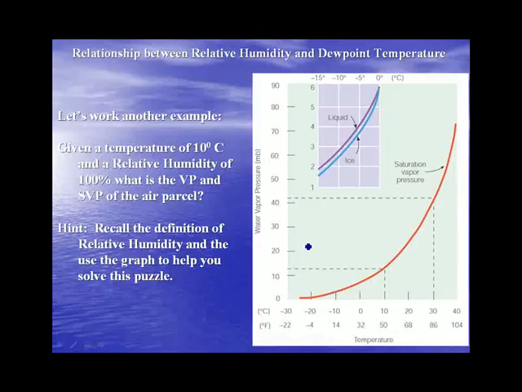So let's take a look at the relationship between relative humidity and dew point temperature by working a couple more examples here. In this first one, let's say we have a temperature of 10 degrees Celsius and a relative humidity of 100%. Well, to have a relative humidity of 100%, we have to have vapor pressure and saturation vapor pressure being equal. The vapor pressure, the actual amount of water vapor, is about 12 millibars. The value on the saturation vapor pressure line at 10 degrees Celsius is also 12 millibars.